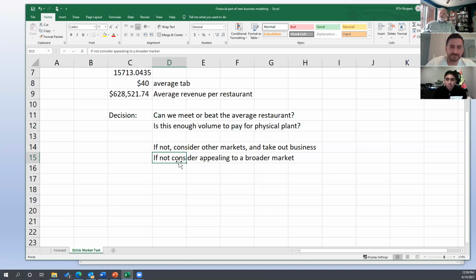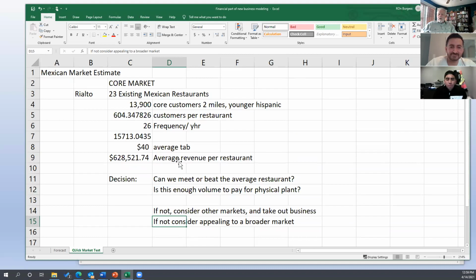So, in this case, if we had these numbers, this would be a go. It's like, okay, we've got it. It looks good. This can actually work financially.